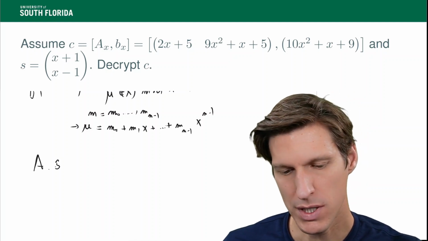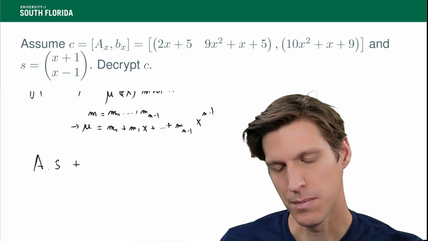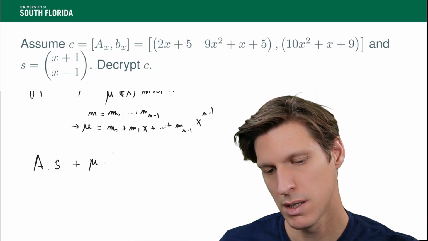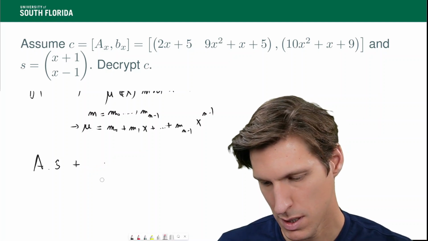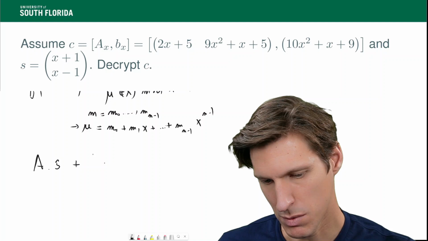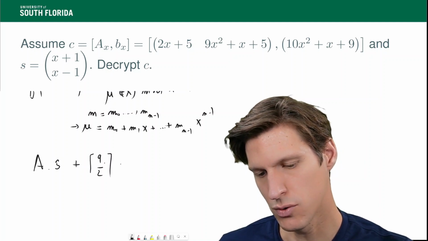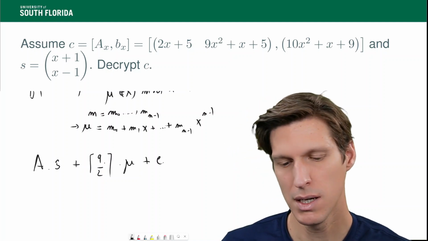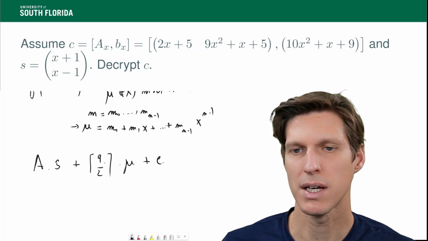And then we take our message, which we multiply. It's probably easier to see by having the scalar multiplication on the left: the rounding of q over 2 times my message, plus an error, okay? And that's going to be the second component of my ciphertext.